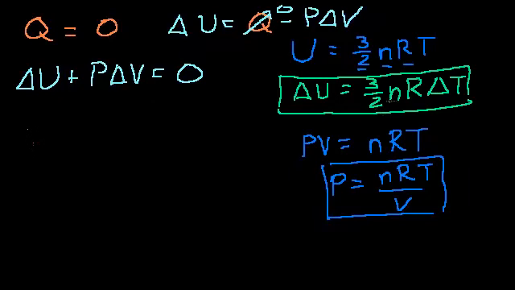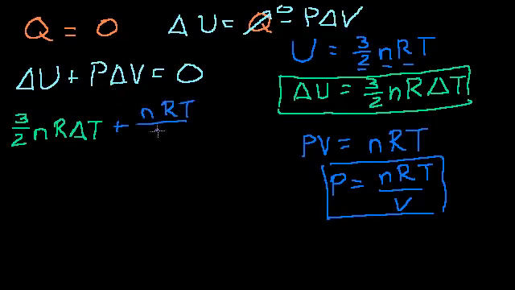So delta U is equal to this thing. So that means that 3/2 nR delta T plus P, and P is this thing, plus nRT over V times delta V, is equal to 0. Interesting. So what can we do further here?